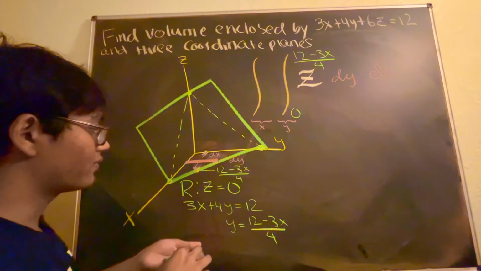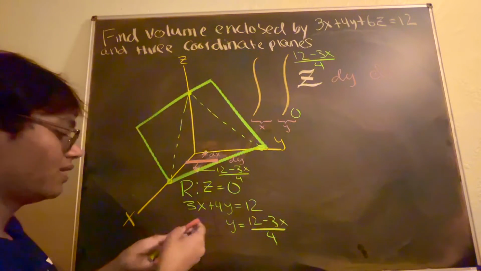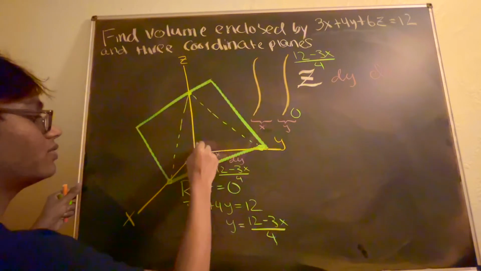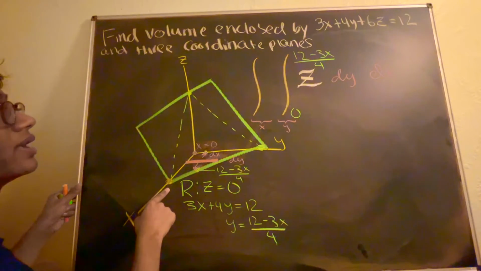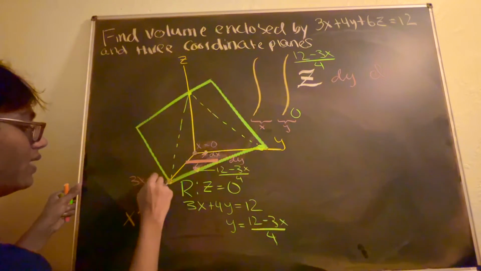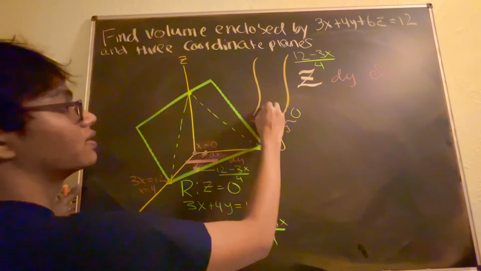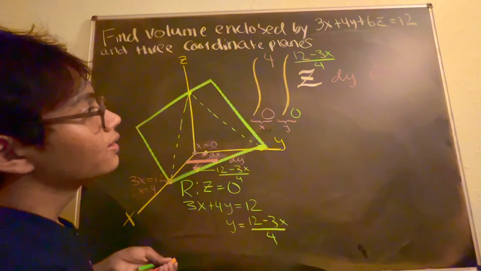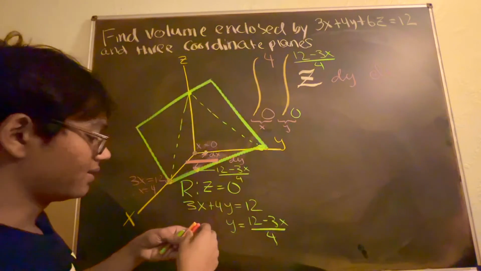Now I want to find my x bounds. Here's my lower x bound, which is of course 0, and here's my upper x bound. That's when my y is 0. So when 3x equals 12, my upper x bound is when x equals 4. So my lower is 0, my upper is 4. Now I just need to plug in the numbers and do the math.